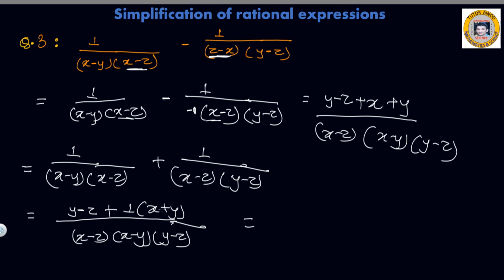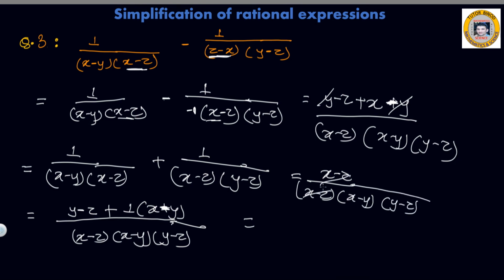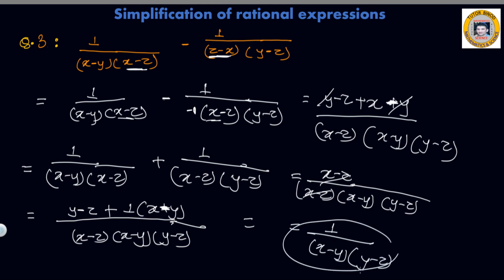I have made one mistake over here. This is x minus y because everything in the LCM is in x minus z, x minus y, y minus z term. So this would be minus over here, whereas this would be minus over here. So this y and this y will be gone. So I would have x minus z over x minus z, x minus y, y minus z. So x minus z is gone, which would give me 1 over x minus y, y minus z. So this will be the answer of our simplification.